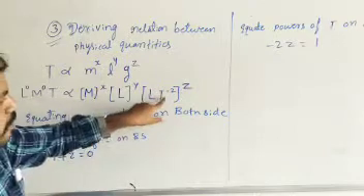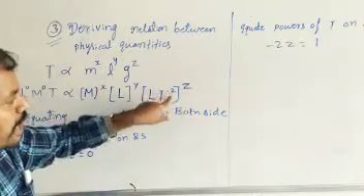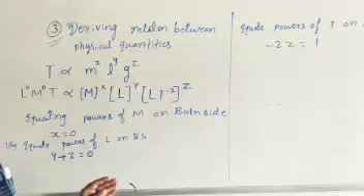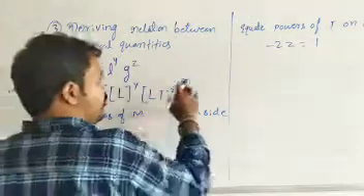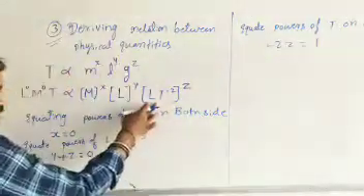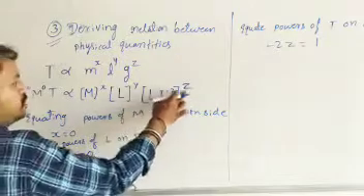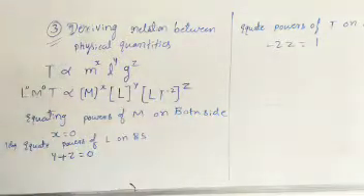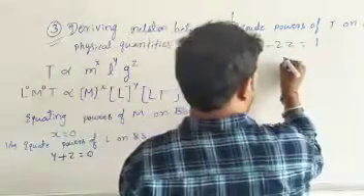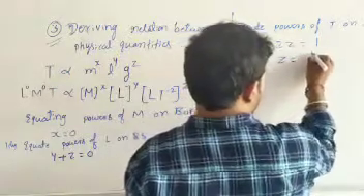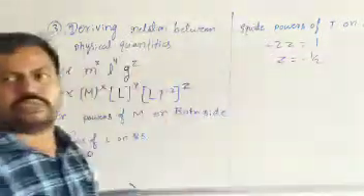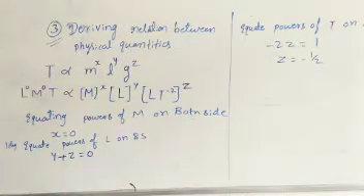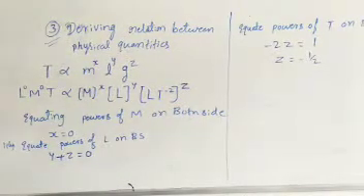So here t power minus 2z. We are equating the powers only. Power of which physical quantity? Time. Minus 2z is equal to 1. So we can write this as z is equal to minus 1 by 2. Z is equal to minus 1 by 2.